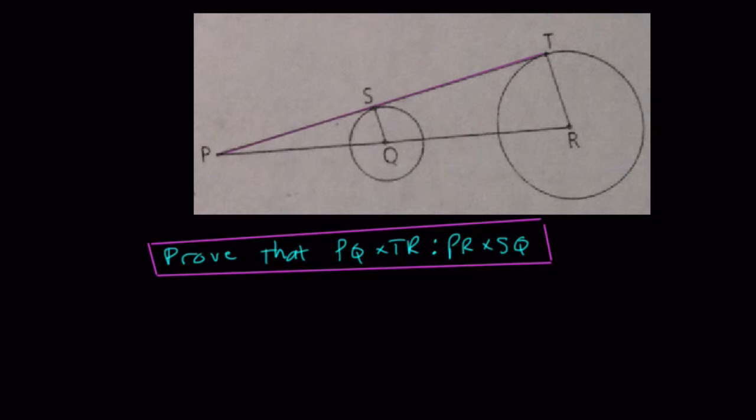So let's look at what they're even talking about here. Well, where's PQ? That's this line right here. And where times TR, this line, right? And then PR, this whole line here, right, times SQ, this line here.